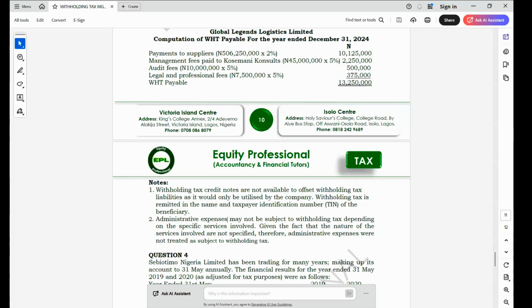So the treatment of payable is that you go to the bank with your schedule to pay to the relevant tax authority. You are not claiming it. It's what you are paying to them. It's the other one you want to claim. That's what you have to claim.